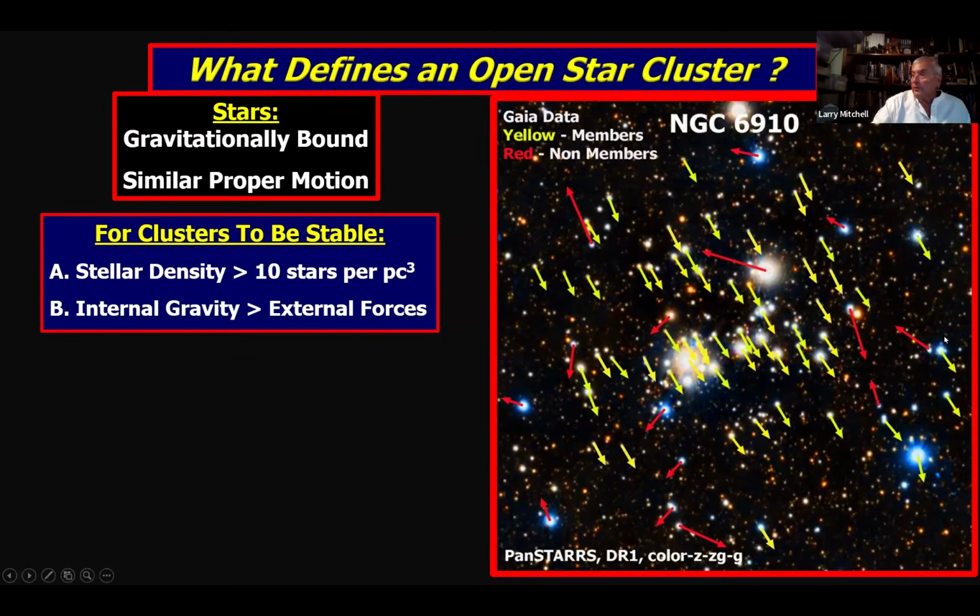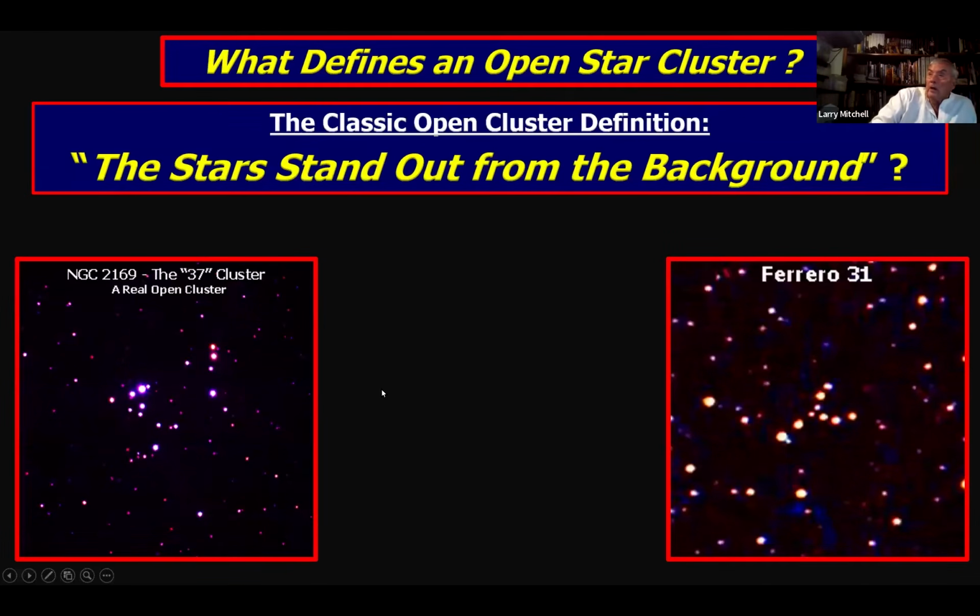You can see the cluster members are all at the same proper motion, the same radial velocities, and they're moving together towards the southwest. The objects in red are non-members of the cluster, and you can see they're going off in different directions at different proper motions at different speeds. So this graphically shows, thanks to Gaia, that NGC 6910 is a true open star cluster.